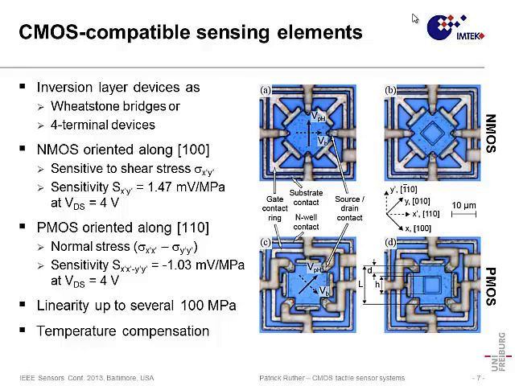These NMOS and PMOS piezo FETs, they have a fairly good sensitivity on the order of 1.5 millivolts per megapascal when we apply drain source voltage of 4 volts. And on the other hand, if we are looking on the PMOS devices, we get a sensitivity of minus 1 millivolt per megapascal. PMOS sensors are then used to monitor the difference in the normal stress components, whereas the NMOS devices are dedicated for shear stress, for in-plane shear stress.